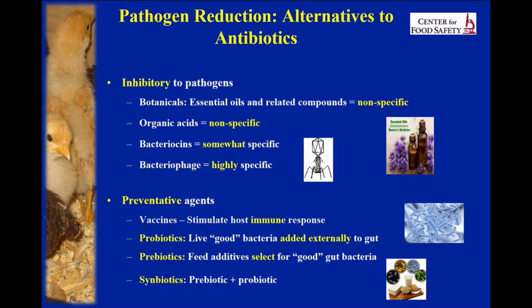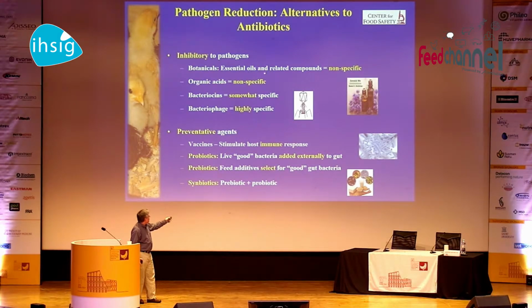So let's talk a little bit about alternatives to antibiotics. I put them into two broad categories, and there are others, obviously, that we've talked about this week that would fit under one or the other of these categories. The first group I would call inhibitory to pathogens. These might be ones that you would administer to clear out a pathogen that has already colonized. We go from what I would call fairly broad spectrum, which would be essential oils and related compounds, fairly nonspecific, that could affect a multitude of different bacterial species within a gut microbiome or within other microbiomes.